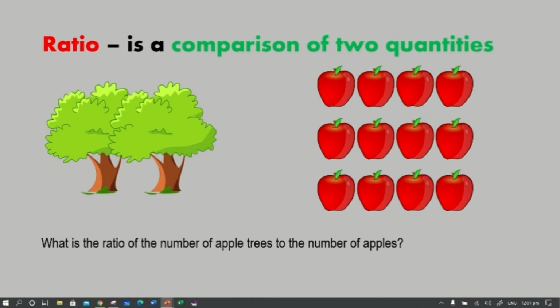Let's try another problem. What is the ratio of the number of apple trees to the number of apples? The answer is 2:12. Remember that a ratio can also be expressed in lowest terms, meaning the ratio 2:12 is also the same as 1:6, if we reduce the ratio to its lowest terms.